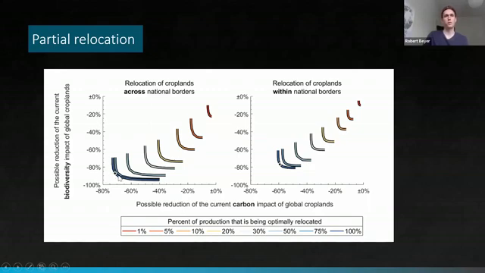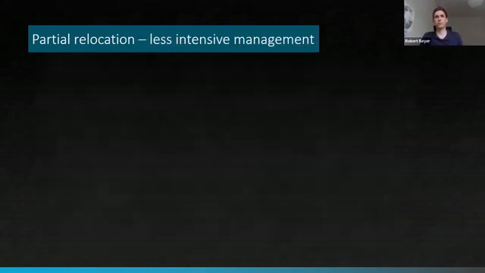So almost 90% reduction in biodiversity impact, over 70% reduction in carbon impact. And what the lines show is what would happen if you relocated only a certain proportion of the production. The scenario we looked at so far was that all production was relocated, but what you can see here, you have to imagine a little dot here, is that even if you relocated, let's say, 10% or so of production, which is really not very much, then you'd already reduce biodiversity impacts by over 50% and carbon impacts by almost a quarter. And we have similar results, of course not that extreme, but on a similar order of magnitude, if we relocate croplands within countries.